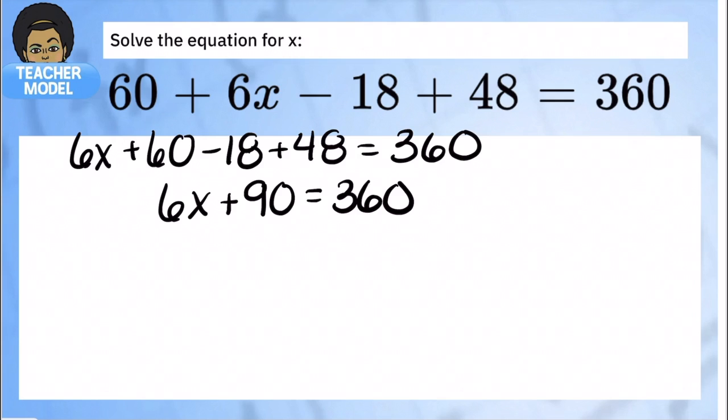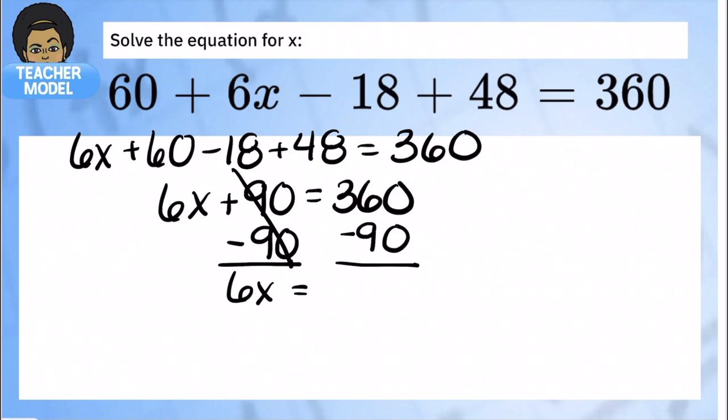Again, we're going to start with our constant term, our 90. So we have plus 90. We're going to do the opposite, which is to subtract 90. And again, subtract 90 on both sides for symmetry and for balance. On my left, I just have 6x. And on my right, I have 270.